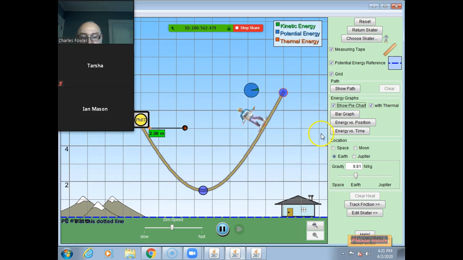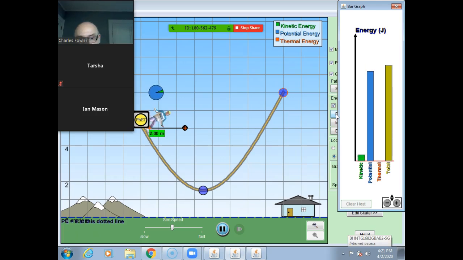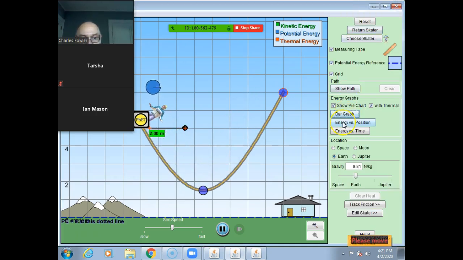Okay. Now, we'll do the bar graph later, but you see it takes up part of the screen here, but we'll come back and do that. So I'm going to clear this out of the way. I don't think we need energy versus position or energy versus time. Let's stay on the Earth for now. If you want to change it later, you can. Now, I wasn't paying attention. It said click on the measuring tape and click on potential energy reference.